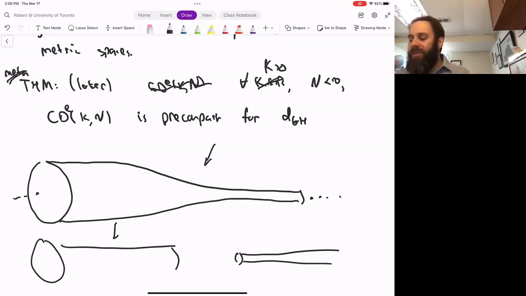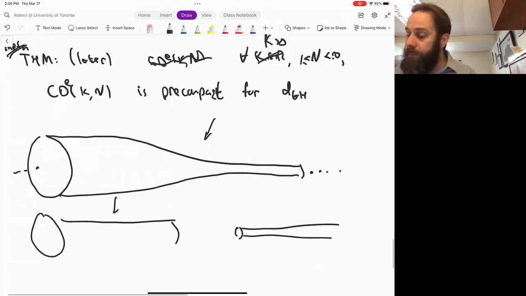And so in order to deal with non-compact spaces, I need to worry about this and have a better notion of convergence. But once I have this better notion of convergence, it's called pointed Gromov-Hausdorff distance or pointed Gromov-Hausdorff convergence. Once I have this better notion of convergence, which allows me to deal with non-compact spaces, then this theorem works for K negative as well as K positive. So that's a nice thing.